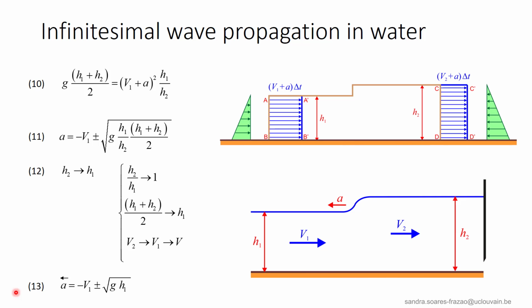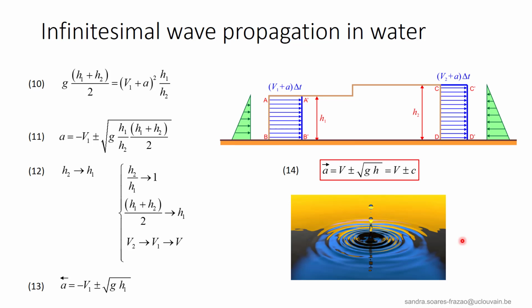Remember, we have defined the wave speed A as positive towards the left, while the other velocities were defined as positive towards the right. If we adopt the same positive direction for all the velocities, including the wave speed, we obtain equation 14 here, which is the general formulation for a wave speed. The wave speed is composed of two parts. First, we have v, which is the water velocity, the driving velocity, and then the celerity of the perturbation, c, that is equal to square root of gh.